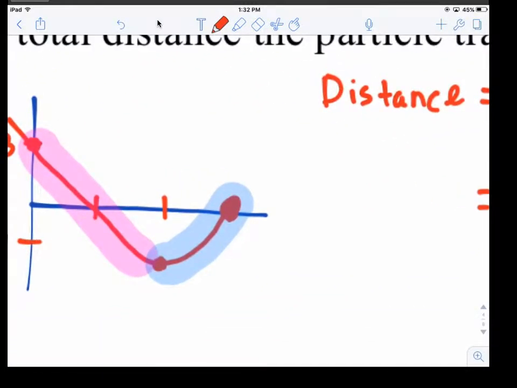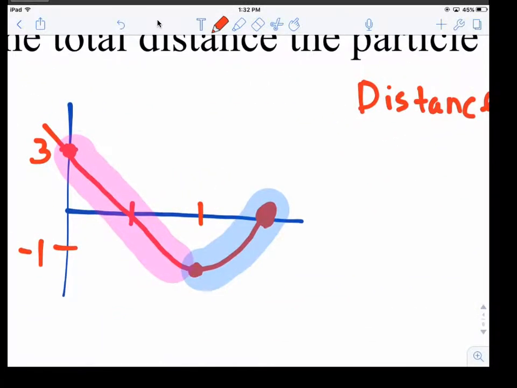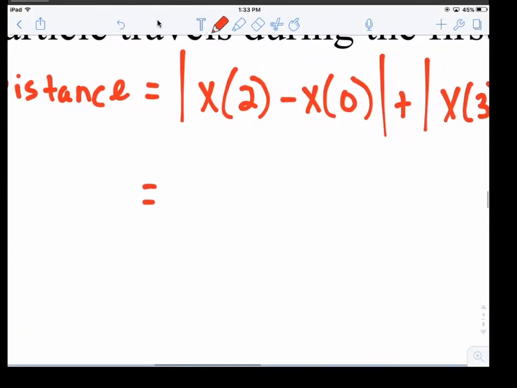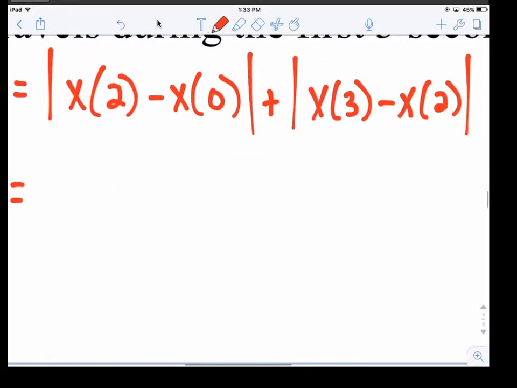So again, from t equals 0 to t equals 2, your slope is negative, so you're moving in one direction. And then once you get to t equals 2, and then to 3, you're going in a different direction. So you're accumulating distance from here to here, and then here to here. Anytime you level off, that's where you want to break it up.